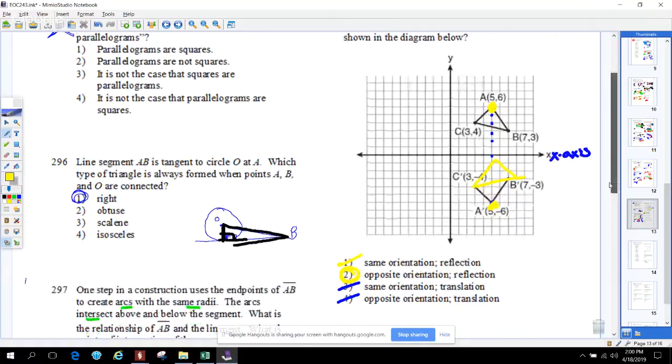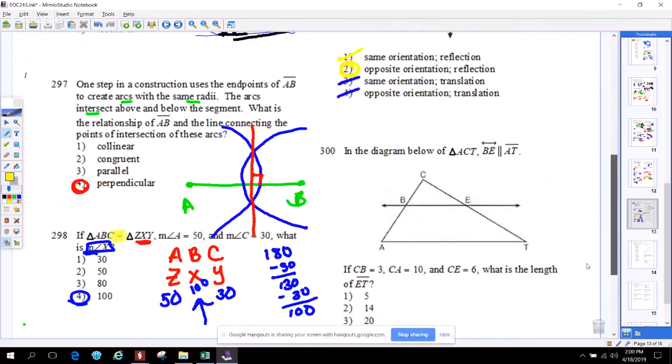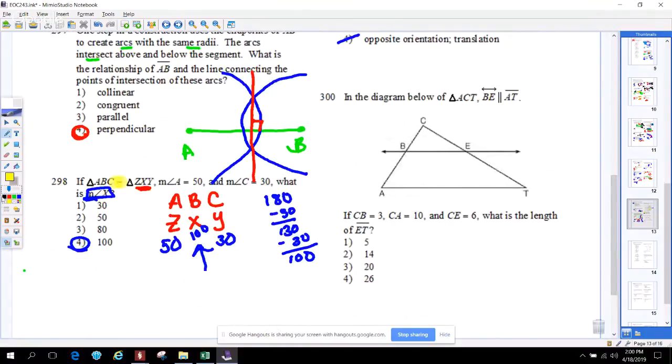Okay. Last question for today. In the diagram below, it says that ACT is a triangle. BE and AT are parallel. It says CB is 3. CA, this entire thing, is 10. CE is 6. What's the length of ET? Well, we're missing one of them. We need to know this piece. How long is this? Yep, excellent.